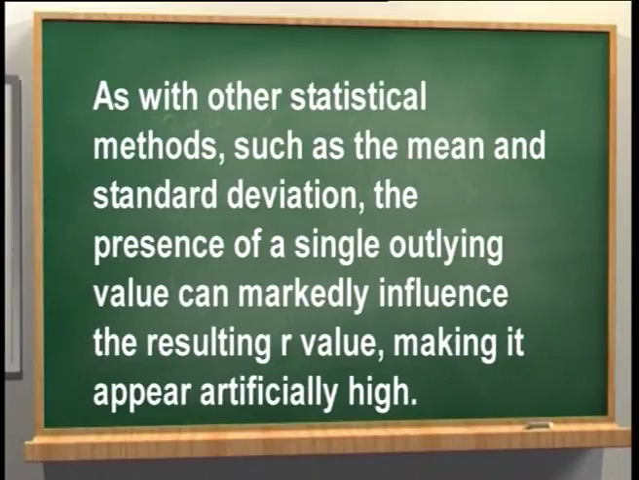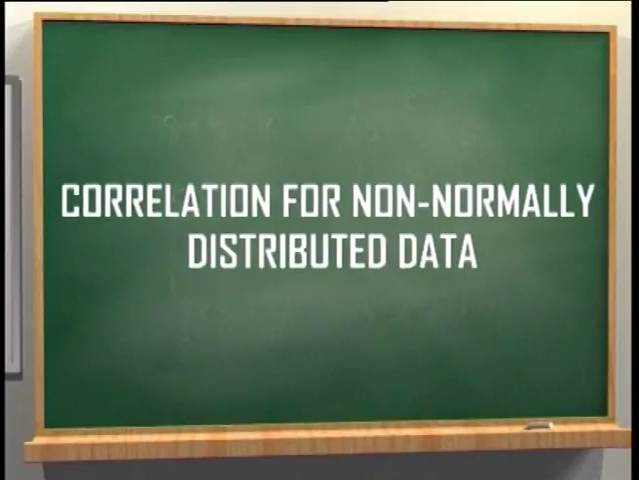As with other statistical methods such as mean and standard deviation, the presence of a single outlying value can markedly influence the resulting R value, making it appear artificially high. This can lead to erroneous conclusions and emphasizes the importance of viewing a scattergram of the raw data before calculating the correlation coefficient. Let us discuss the correlation for non-normally distributed data.